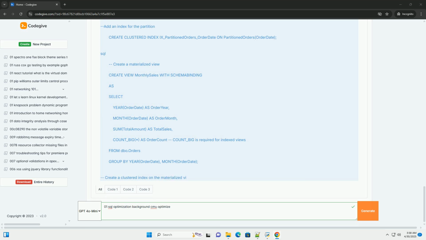Data type optimization. Purpose: use the smallest appropriate data type for each column. This reduces storage space and improves performance, especially when joining tables. Example: instead of using varchar 255 for a column that only contains short strings, use varchar 50; instead of bigint, use int when int will suffice.